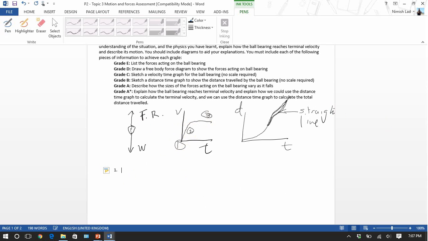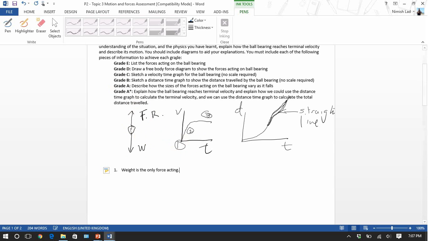Underneath, I'm just going to do a bit of writing which explains each of these stages. So the first one, weight is the only force acting. To begin with, there's no air resistance, there's only weight. There's no fluid resistance, no air resistance, because it's just about to start moving. Fluid resistance only comes about when there's movement.